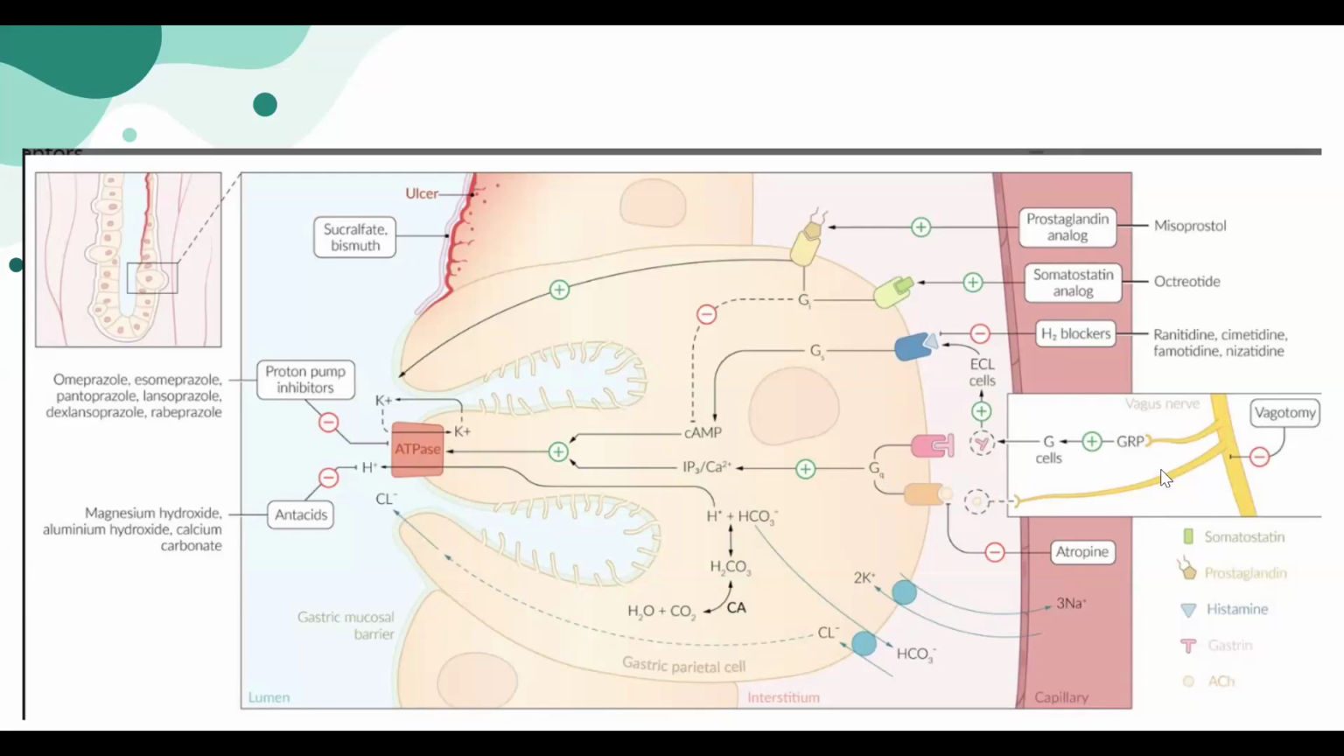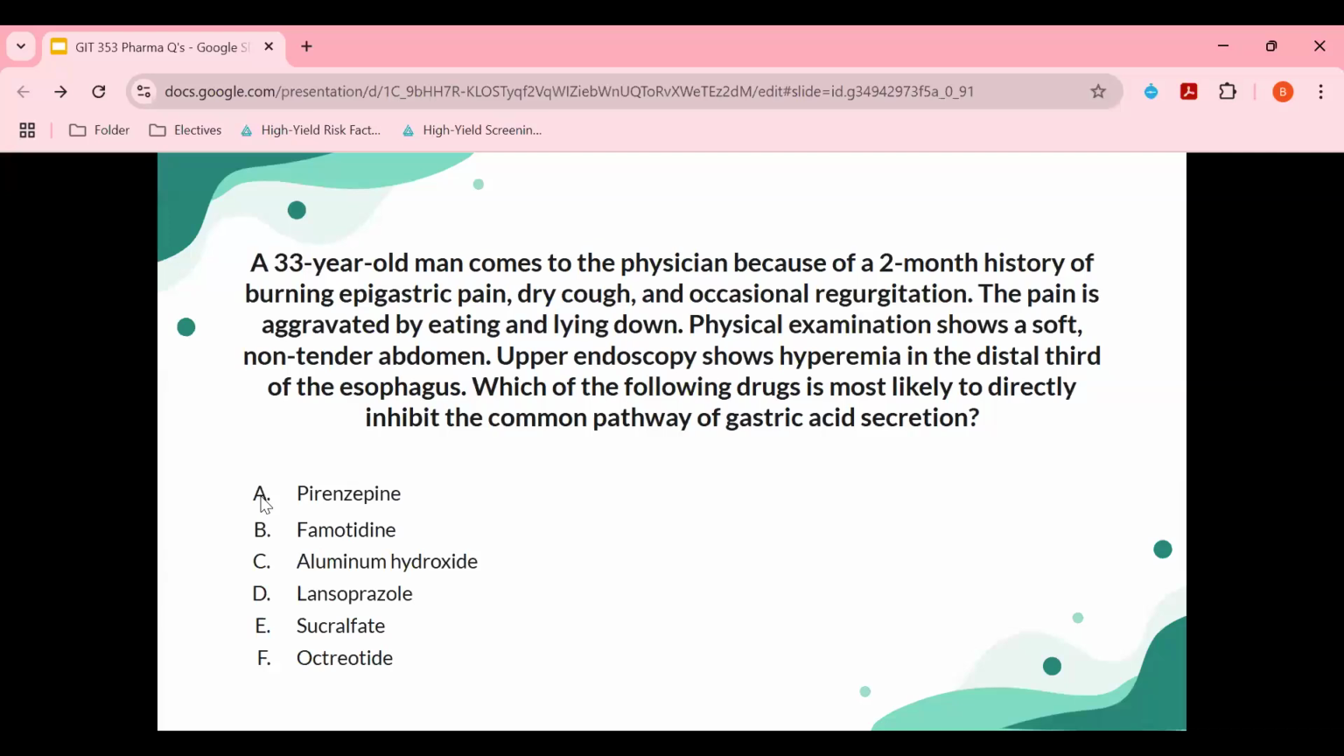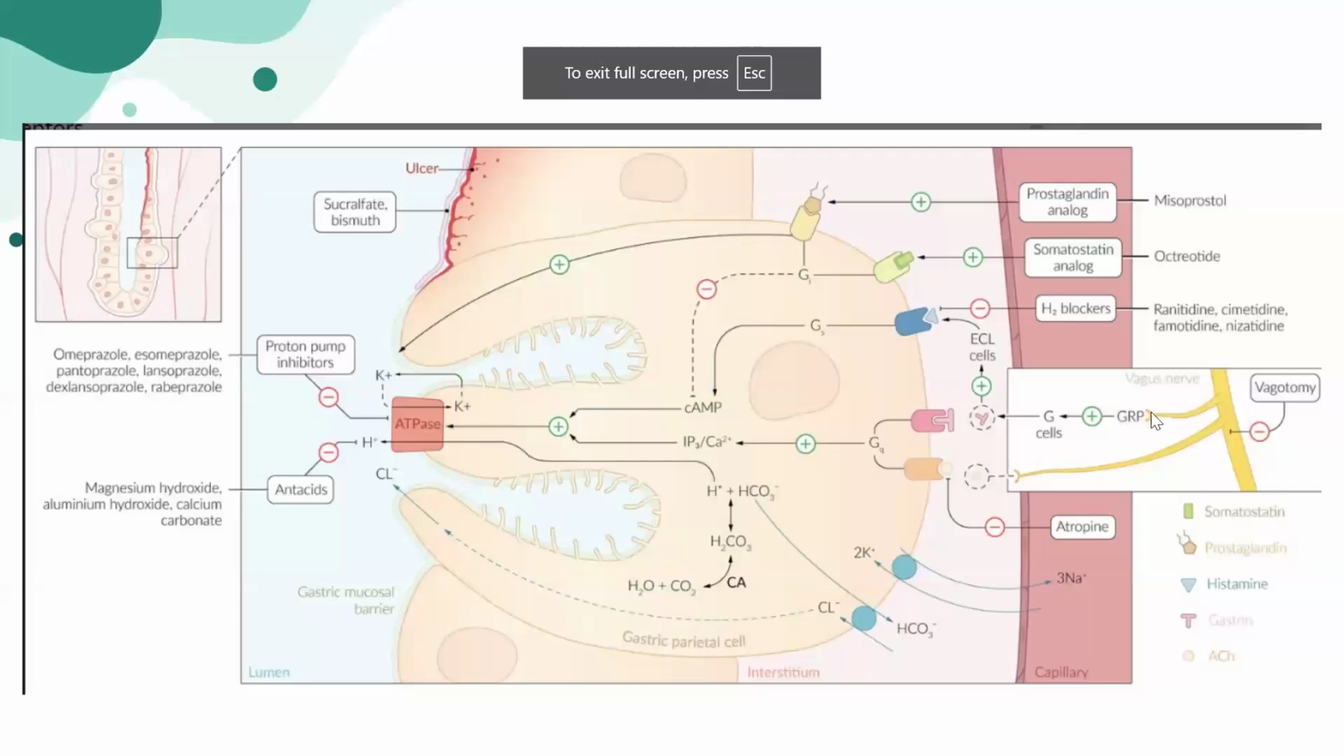The vagus nerve also secretes GRP, which is responsible for activating G cells, which produce gastrin, which go and bind to the receptor, right? The entire pathway is the exact same, it activates the ATPase. We want to inhibit this. A vagotomy would inhibit this. We don't have GRP, we don't have as much gastrin to act here, so we don't have as much activation of this pathway.